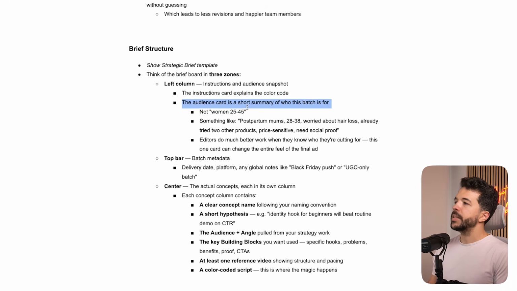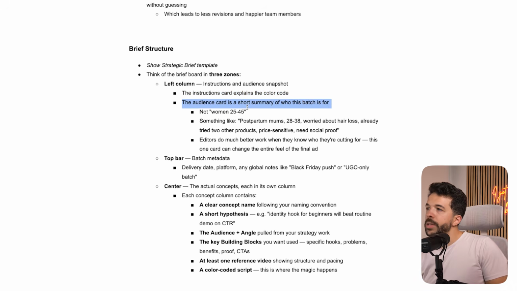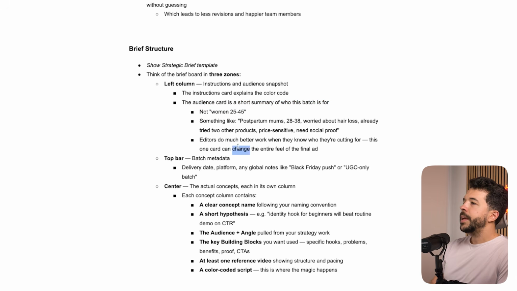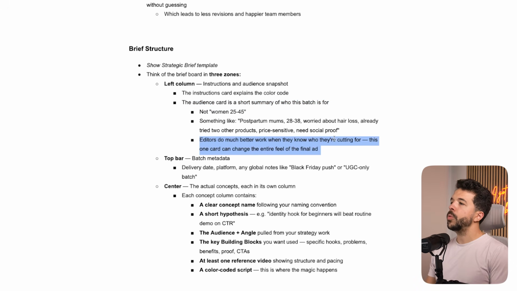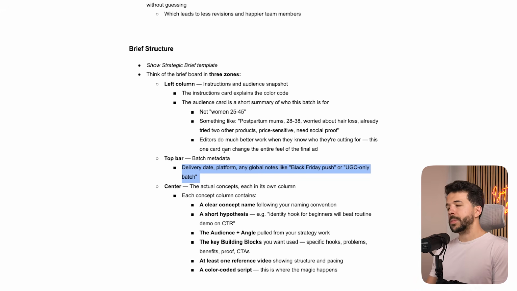The audience card is a short summary of who this batch is for. And as I said before, editors do much better work when they know who they're cutting for. This one card can change the entire feel of the final ad, so I like adding it. Then the top bar has the batch metadata, which is the delivery day, platform, and any global notes in case we have a Black Friday push or a UGC only batch. Sometimes it's a statics only ad batch, and this is where you add this information.